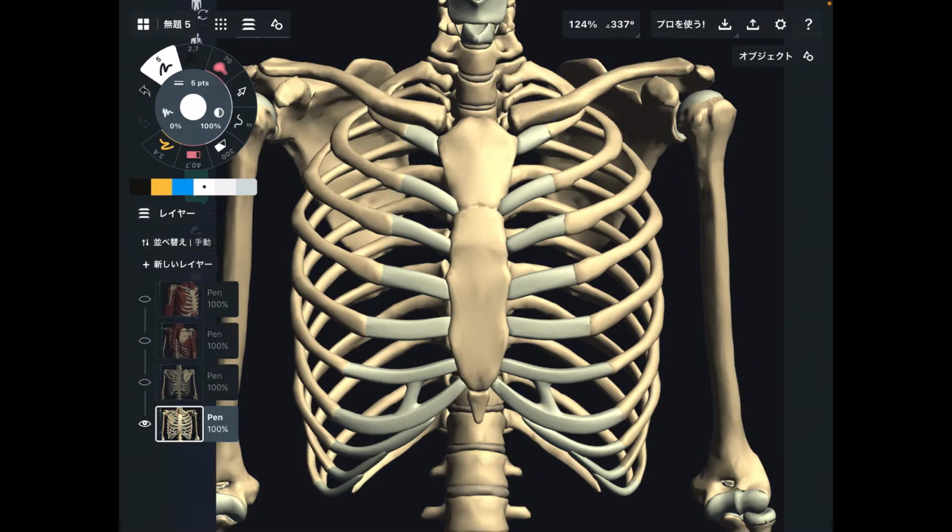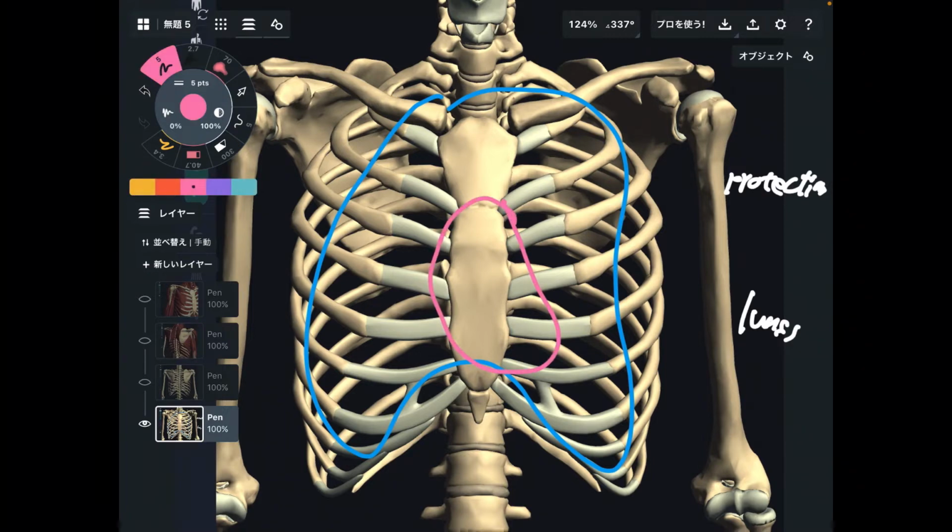There are two basic functions of the thorax. One function is protection. What is it protecting? It is protecting internal organs. Particularly, what kind of internal organs are inside the thorax? The lungs. Not only that, what is the famous internal organ? It's here. This is the heart, right? So the thorax is protecting these important internal organs.